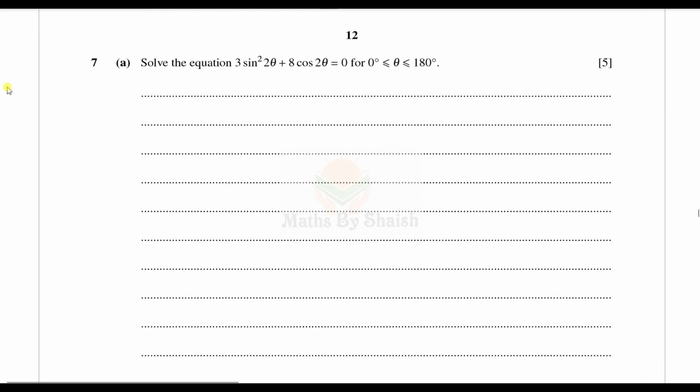So here's the question number 7th, A part. Solve the equation 3 sine square 2 theta plus 8 cos 2 theta is equal to 0 and theta is from 0 to 180. So the angle is double angle, that is 2 theta. So we'll be finding the 2 theta in the beginning only. It is going to be from 0 to 360.